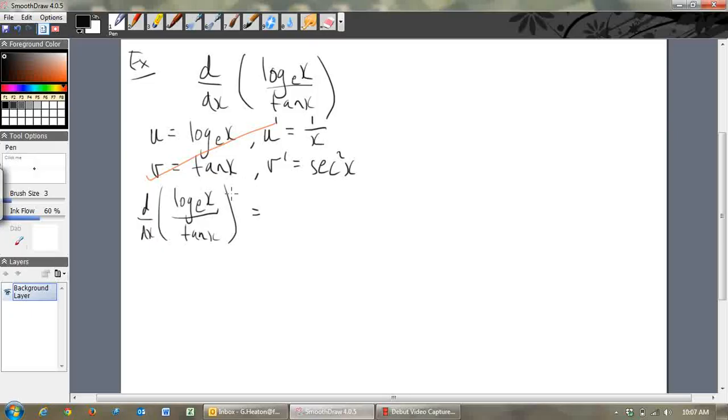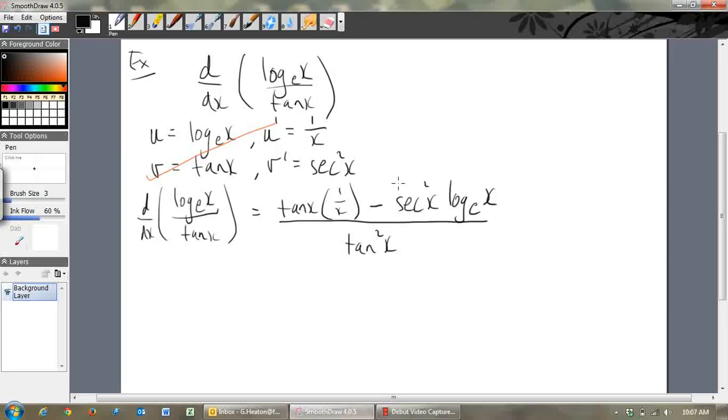So I'll just leave it like this. So the derivative of that with respect to x is equal to, and remember with the quotient rule, you do the tick and you go this times this first. Okay, so it's going to be tan x times 1 on x minus this times this, minus sec squared x times log e x. All of that divided by, wherever the tick starts, squared. So it's going to be tan squared x. Okay. And could you simplify that?